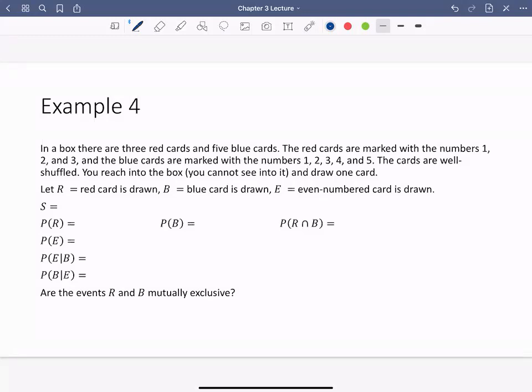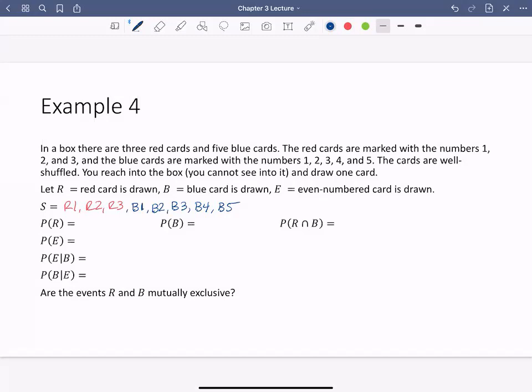So let's actually, I'm going to color code this just because I can. My first one is that I have a red card with the number 1. I have another red card with the number 2, and I have another red card with the number 3. Then I have 5 blue cards. I have blue card number 1, blue card number 2, a blue card number 3, a blue card number 4, and lastly a blue card numbered 5. So there are 8 possible outcomes in my sample space.